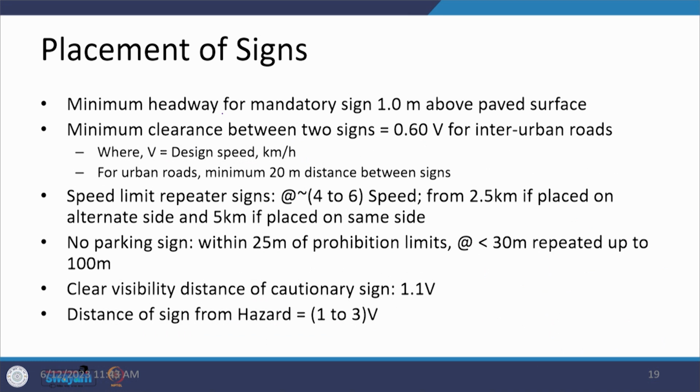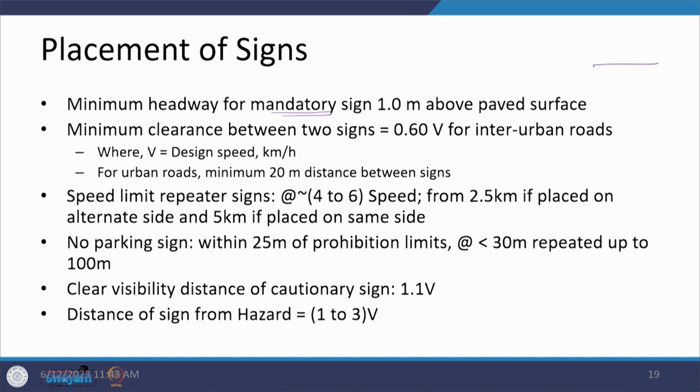Here we are talking about the placement of signs. This is a very important aspect. We cannot provide a road sign at any location at any distance from the point where the event is going to happen, where there is a hazardous situation going to occur, or you want to caution the drivers or the vehicles about that. So, the first one which is being talked about here is the minimum headway for the mandatory signs, and this minimum headway of the mandatory signs is being defined as 1 meter above the paved surface.